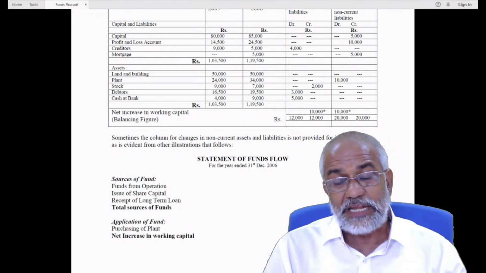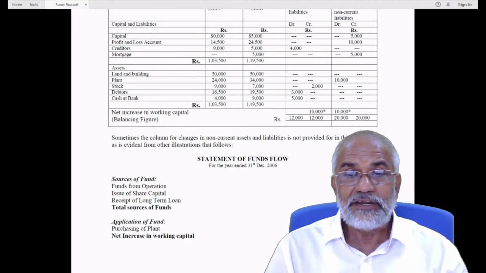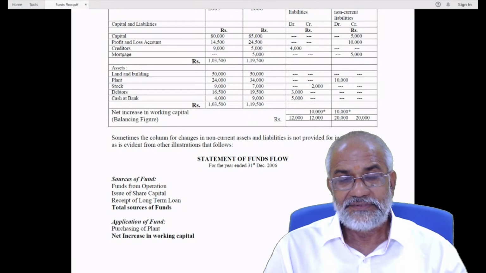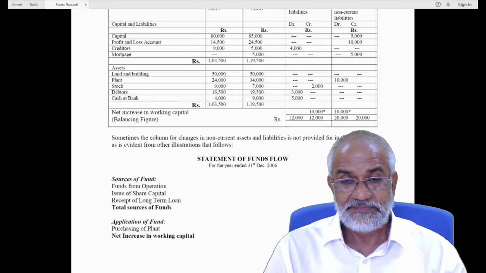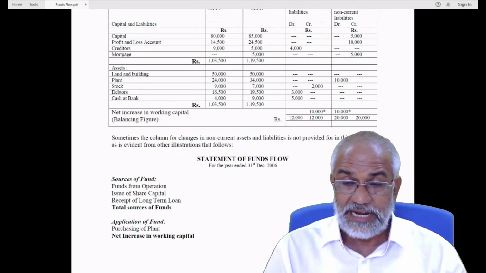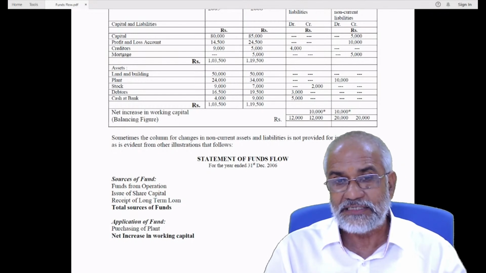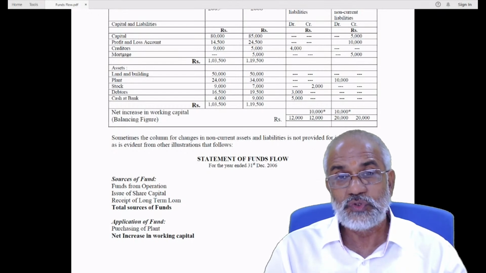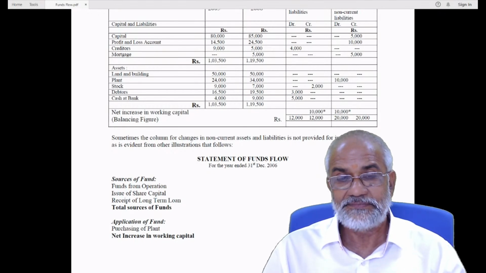Profit and loss account is what type of account? Liability or asset? Obviously a liability. Current or non-current? Obviously non-current. So it belongs to the non-current liability category. The second aspect is the plant and machinery. What category is it? It is an asset. What type of asset? It is a non-current asset. So both aspects of the transaction belong to the same category, that is non-current. One is a non-current liability, another is a non-current asset.